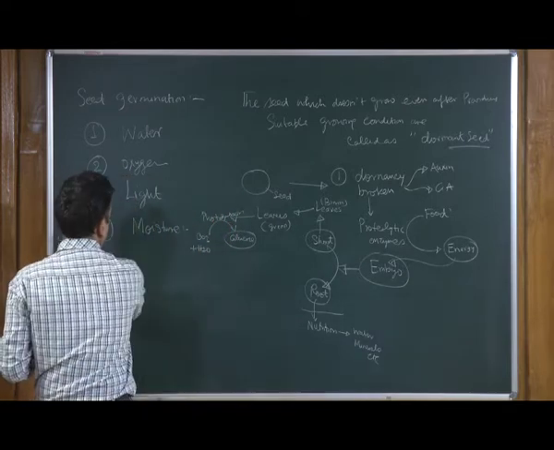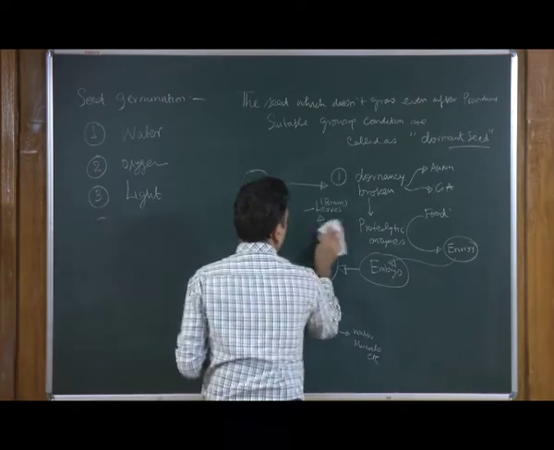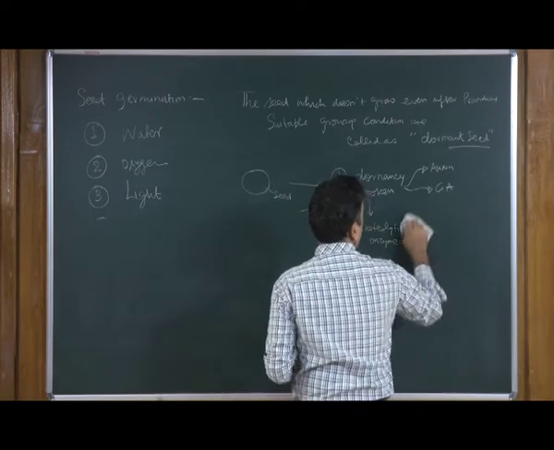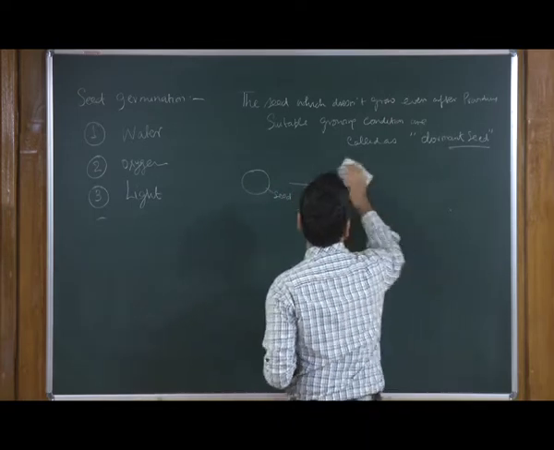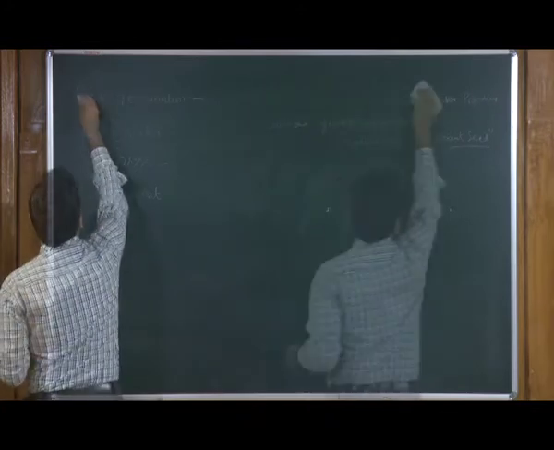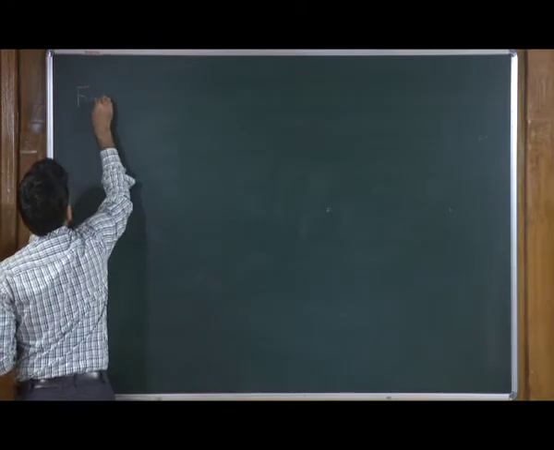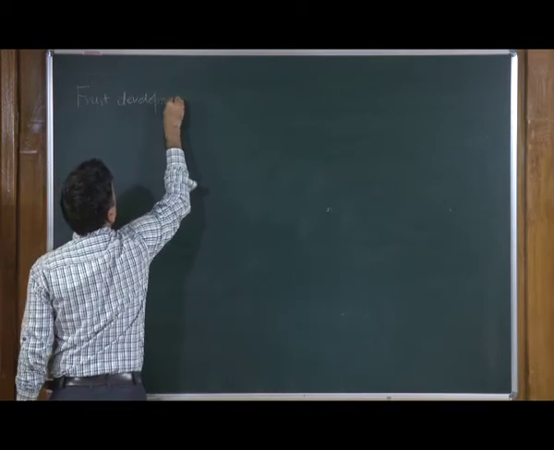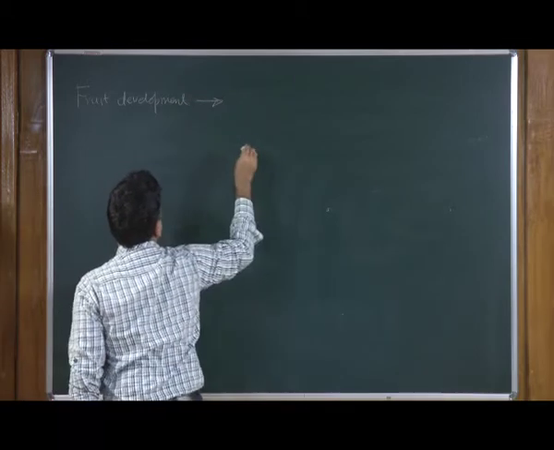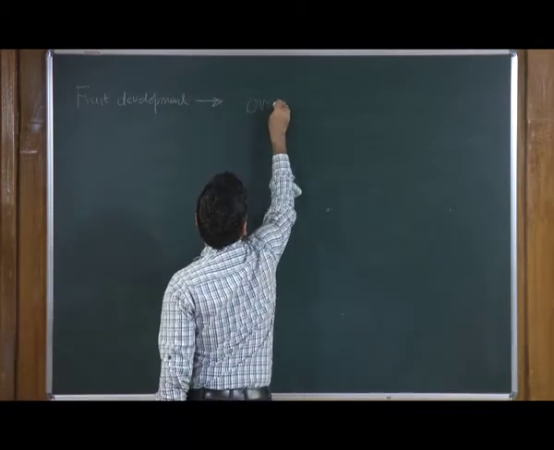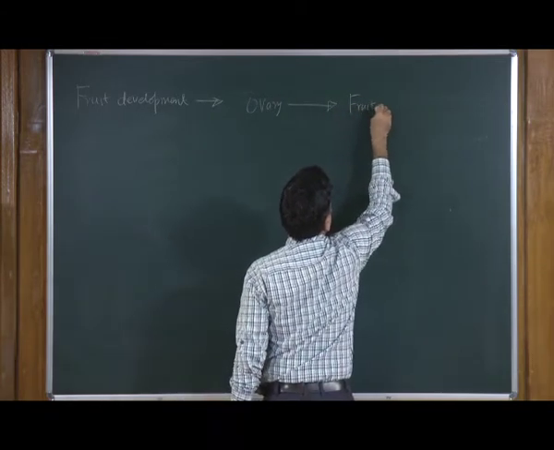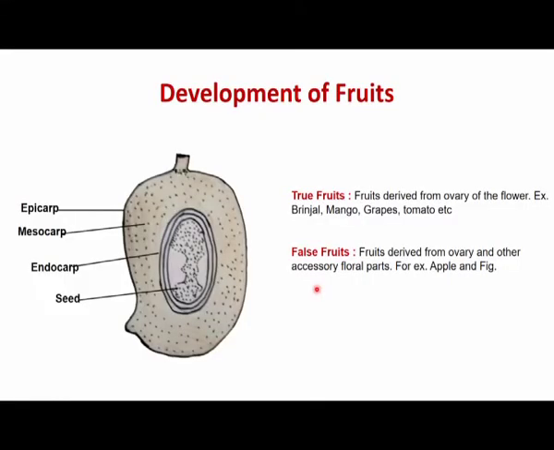So, apart from the seed, the ovule is getting developed into the seed, whereas the ovary is getting developed into the fruit. As we discussed, the ovary is going to develop into the fruit. So, let us see how the fruit is developed in the angiospermic plant.